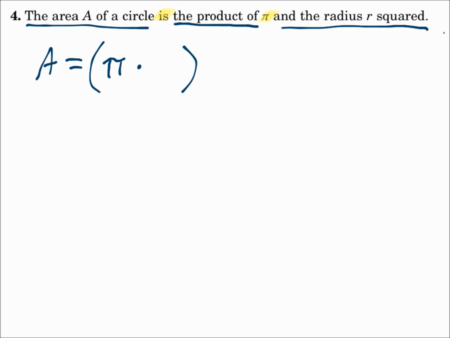Number 4. The area of a circle is the product of pi and the radius r squared. The area of a circle is A. Is your equal sign. The product of means I'm multiplying some things together. What am I multiplying? Pi and the radius r squared. Now, I don't need the multiplication sign, and I really don't need the parentheses either. So I can just say A equals pi r squared.